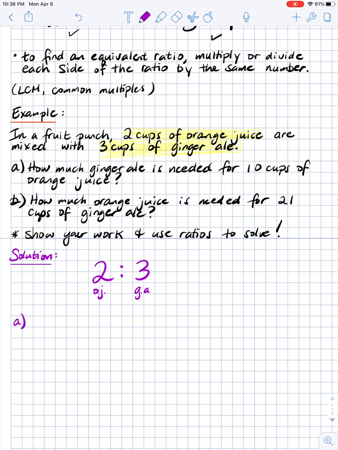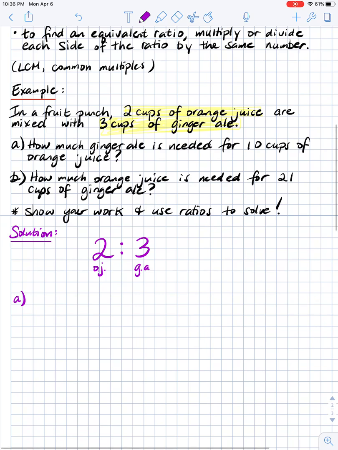Now, for part A, it's asking how much ginger ale is needed for 10 cups of orange juice. I'm going to recopy the original ratio. So I'm going to go, 2 to 3. And then I'm also going to write down the reference. I know 2 stands for orange juice, and then 3 stands for ginger ale. Well, how much ginger ale is needed if we've got 10 cups of orange juice?